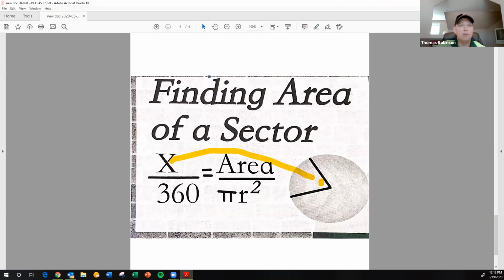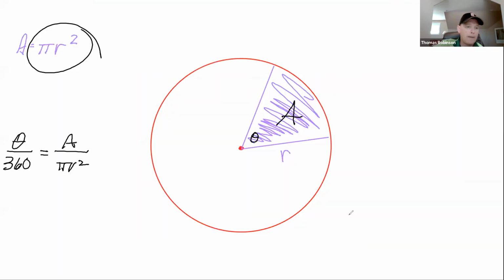So what does that turn into? It turns into area equals theta times pi r squared over 360.